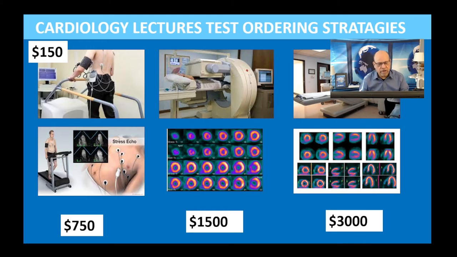So let's look at this. If you do a regular treadmill, it's going to cost you about $150. If you combine that with echocardiography, it may cost you $750. If you use a nuclear PET scan, it may cost you almost $1,500. Nuclear scan, that is using a radioisotope, or if you use a PET scan with the CT scan combined, then you're talking about $3,000.